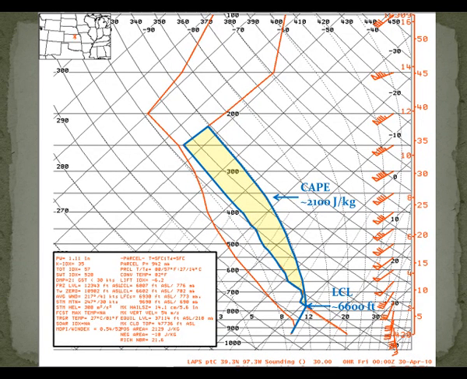But given the ample instability and impressive shear profile indicated by the veering and increasing winds with height, it does look like supercells will be very possible with large hail and damaging winds.